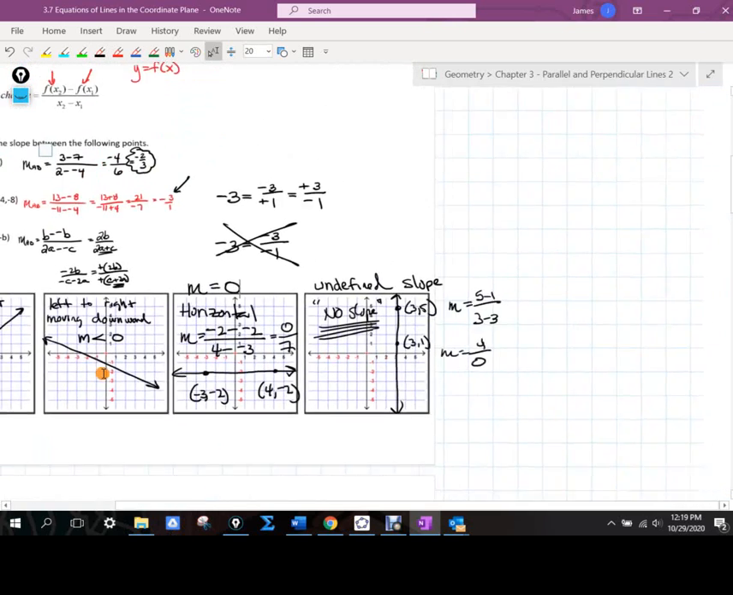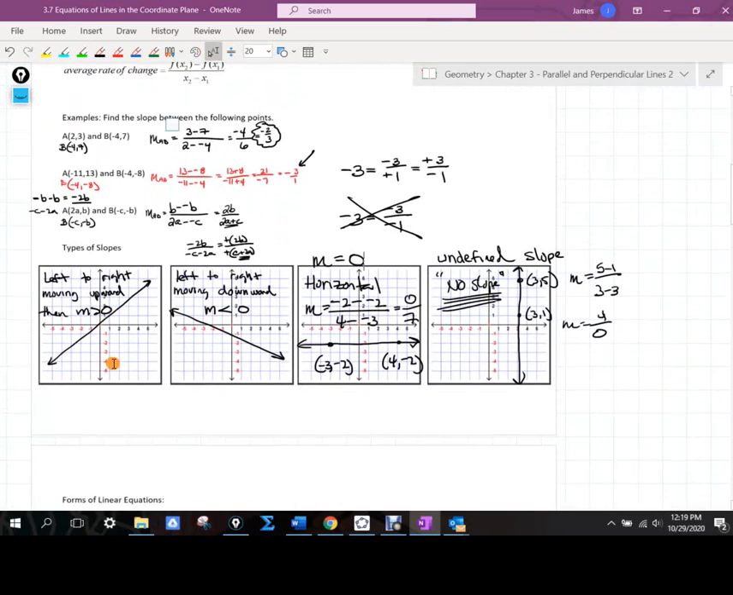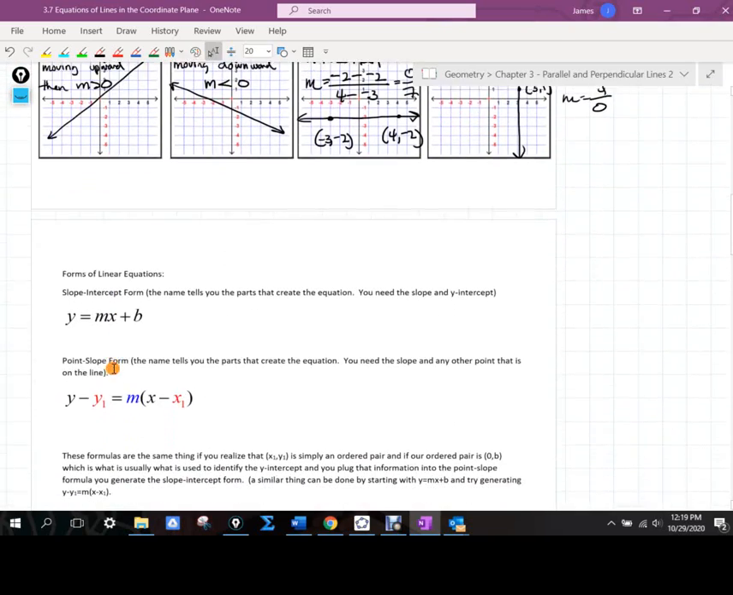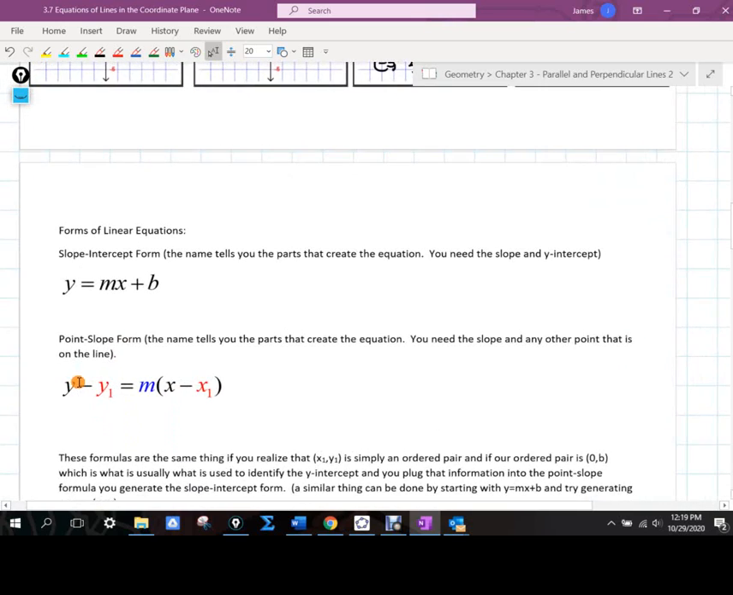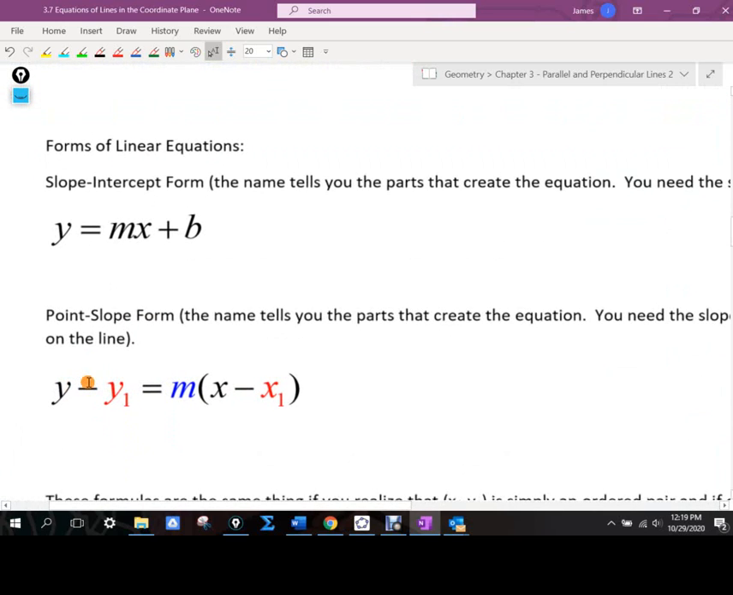So those are the 4 options that we could have when we do a slope. And now what I want to do is talk about writing some equations. You guys know y equals mx plus b? Seen that before? Yeah. Okay. So what is b? That's your y-intercept. That's where you cross the y-axis. Okay. M is obviously your slope.